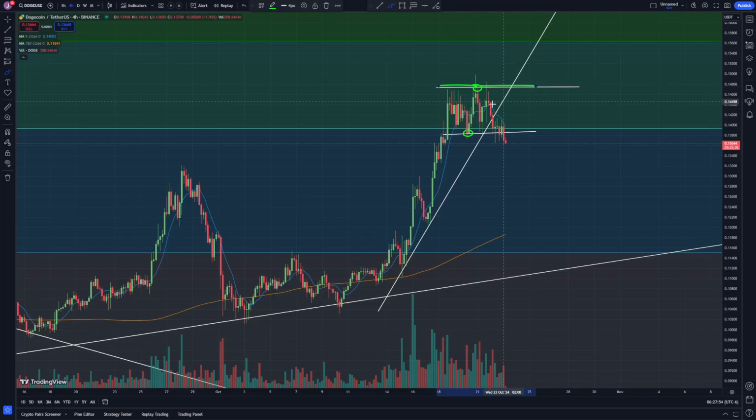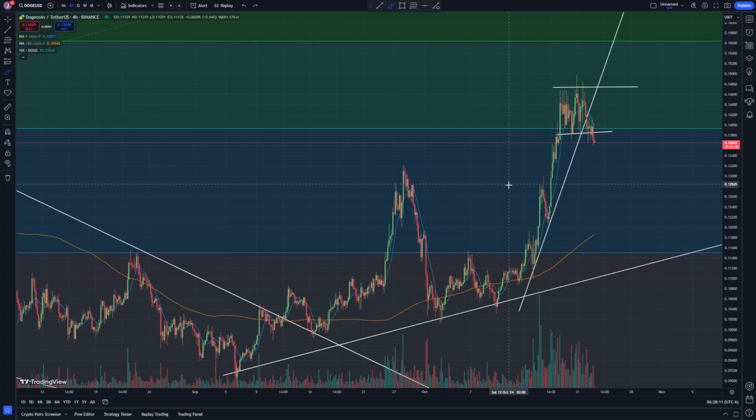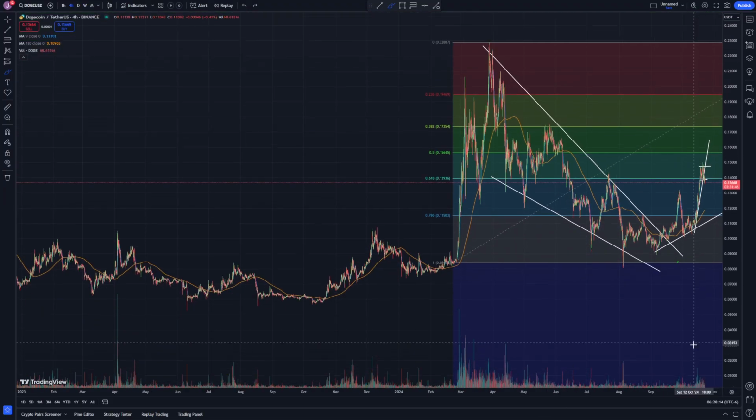Draw these lines right here. And it looks like we're breaking the bottom right now. So in my opinion, I think that we're going to come back down to this Fibonacci retracement level sitting at around 0.115. That's just my opinion. Let's take a look at what else is going on.